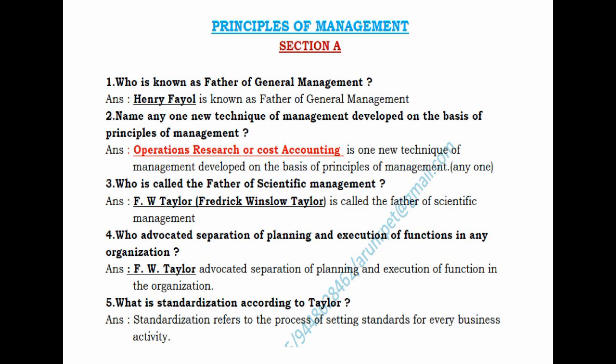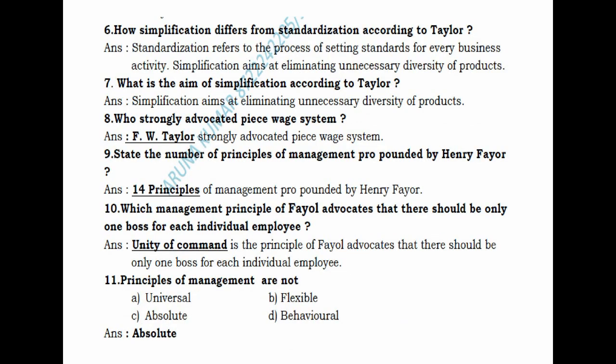The next question is, how does simplification differ from standardization according to Taylor? Standardization, like I told you, refers to the process of setting standards for every business activity. Whereas simplification is nothing but eliminating unnecessary diversity of product. Under simplification, what you do is just eliminate the unnecessary activities that happen in the organization. So simplification is nothing but eliminating unnecessary diversity of product or diversification of product.